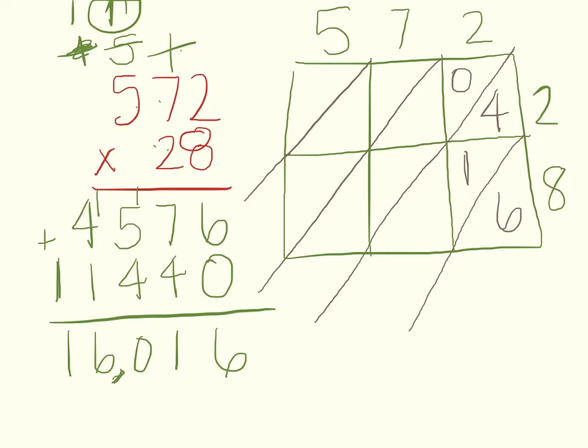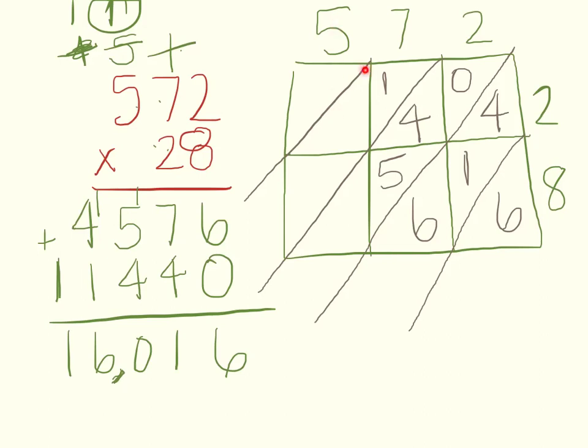Then the next box we'll look at, we can go to this one, 7. So this would be 7 times 2, which is 14. Put the 4 in the ones, 1 in the tens. Then the next box we'll look at is this one, which is 7 times 8, which is 56. Let's put the 6 in the ones, 5 in the tens.